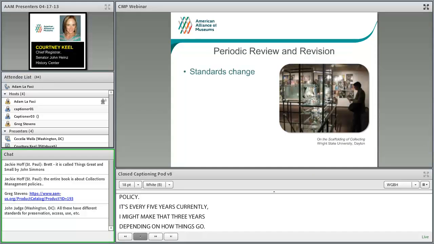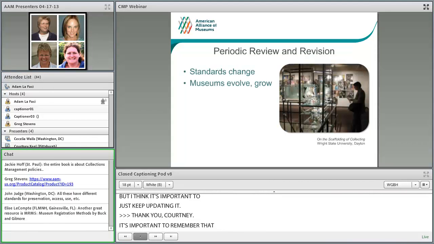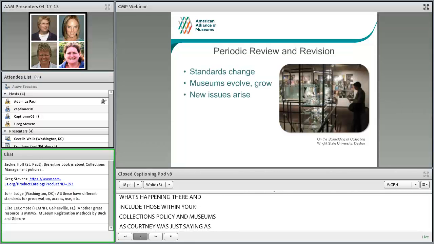Thank you, Courtney. And it's important to remember that standards change over time, so you need to keep abreast of what's happening there and include those within your collections policy. And museums evolve and grow, as Courtney was just saying. They went from a smaller historical society type museum to a larger multi-site institution. And new issues arise that you hadn't initially thought to include in a policy.